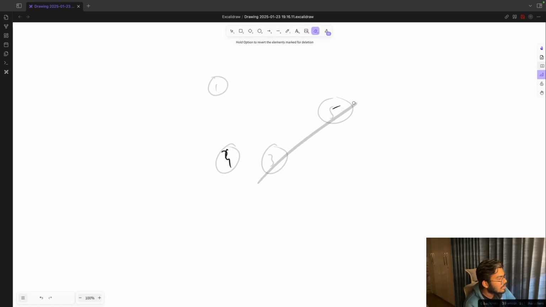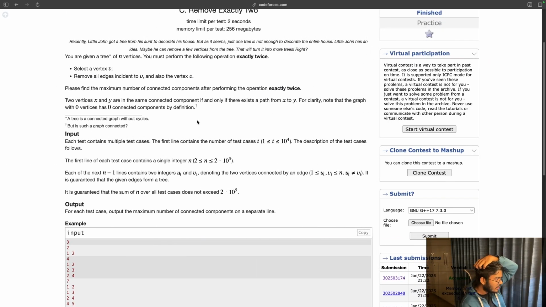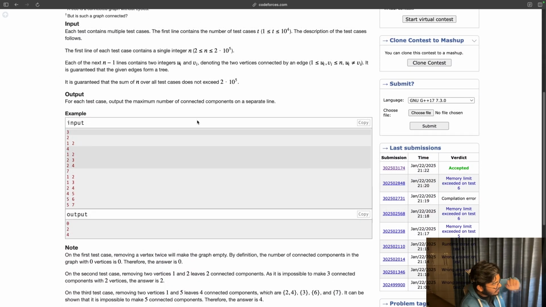Okay, so let's first discuss the sample test cases for those who have not actually solved this till now. Now, like 1 and 2, there are only 2. You will delete these 2 nodes. You will have no connected components left.